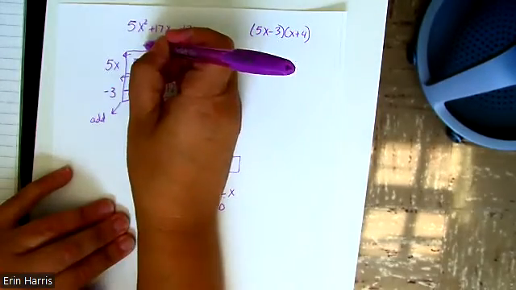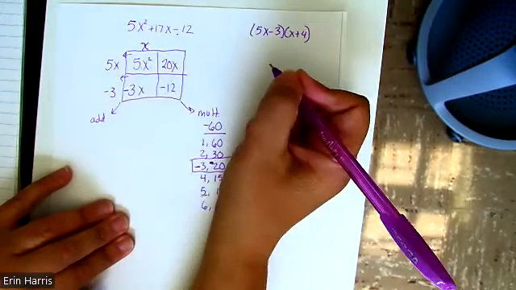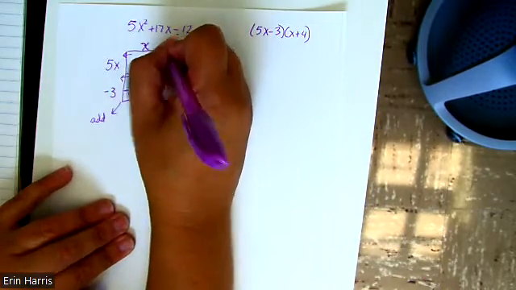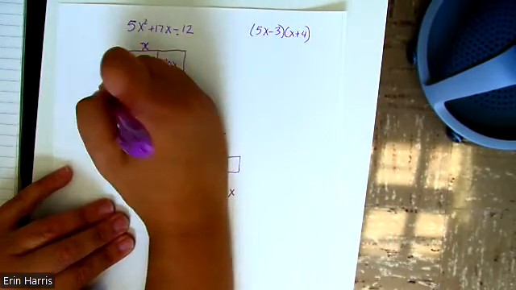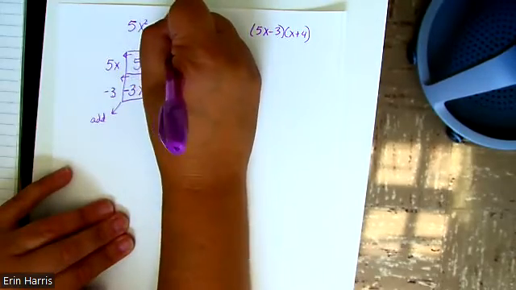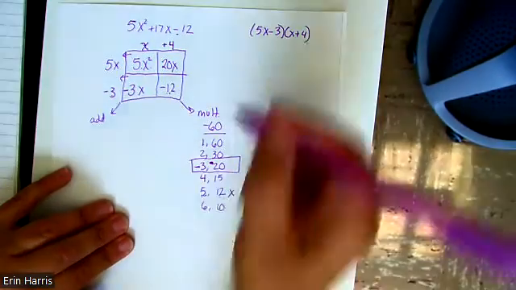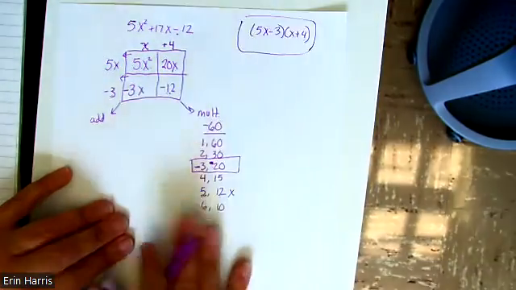And what would have to go here? We should recognize that would have to have been an x. And what would have to go here to give me negative 12 to multiply with negative 3? That would have had to have been a positive 4. Okay, and so there we are, our final answer here.